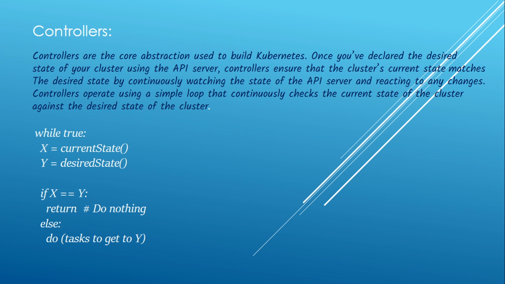It simply stores that current state and desired state are fine. It will communicate with the API server, then the API server will communicate that status to etcd, which is the default database store of Kubernetes. Else, do task to get to y. Else, what will happen? That will take care of the other process, what to do further. Okay, this is what controllers will do in the architecture.